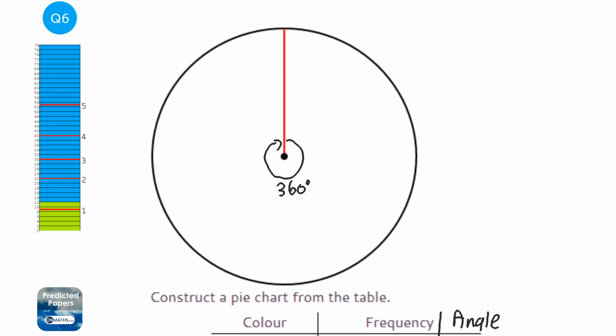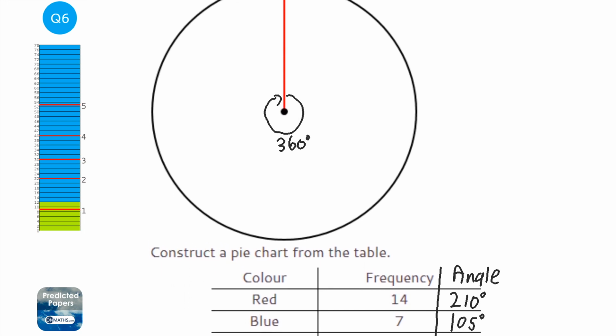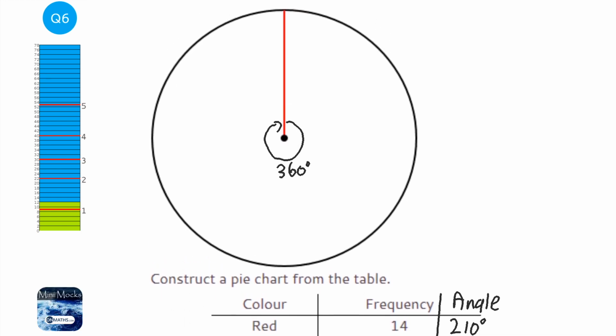Now, I don't have a protractor on this, so I can't physically do it. And to be honest, it's much more helpful to physically print this out, do it on a piece of paper, and get someone to help you use the protractor if you're not 100% sure.